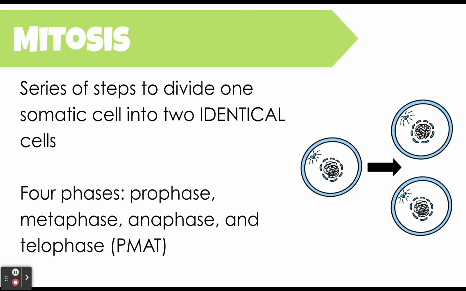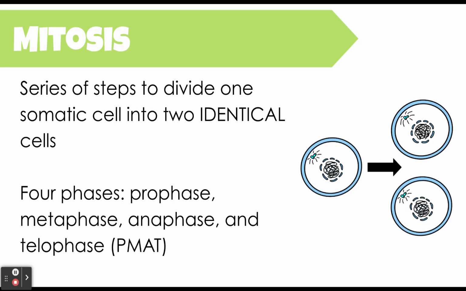There are four phases for which mitosis occurs. The acronym to remember the order of these phases is PMAT. The first phase is prophase, followed by metaphase, anaphase, and telophase. So we'll go through what is occurring within the cell at each of these steps in order to make these two identical cells.